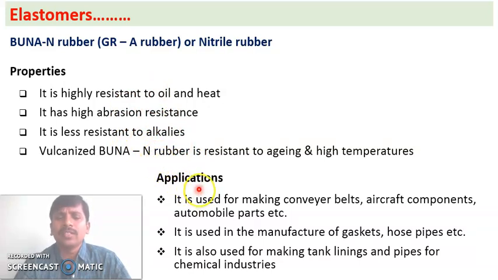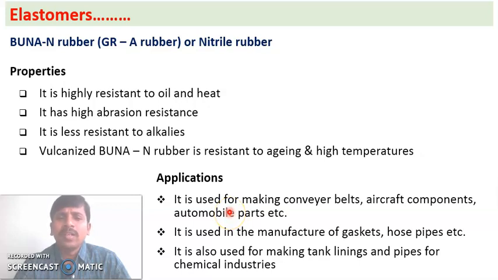When coming to the applications of Buna rubber, it is used mainly for making conveyor belts. Conveyor belts are used especially in flour mills for connecting different machines. Conveyor belts are very thick and they are used for connecting machines, for running machines. Especially we observe them in flour mills. So this is one application of Buna rubber, and it is also used in the manufacturing of aircraft components, and also some automobile parts. They are made with Buna rubber.